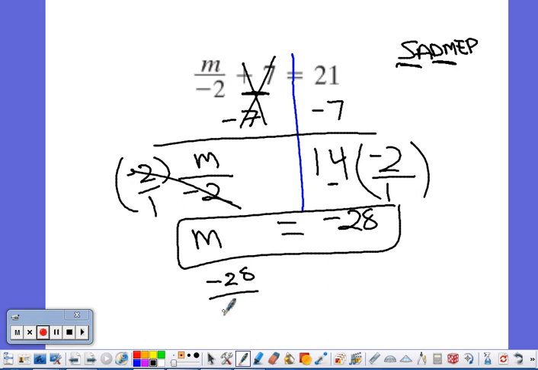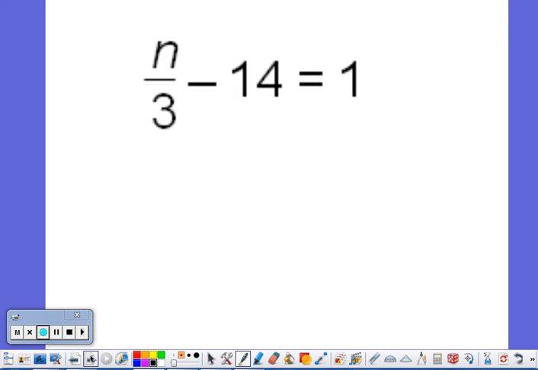-28 divided by -2 is equal to positive 14. Positive 14 plus 7 does equal 21. So this solution checks out. And that's basically how you solve two-step equations. You're reverse ordering the operations.